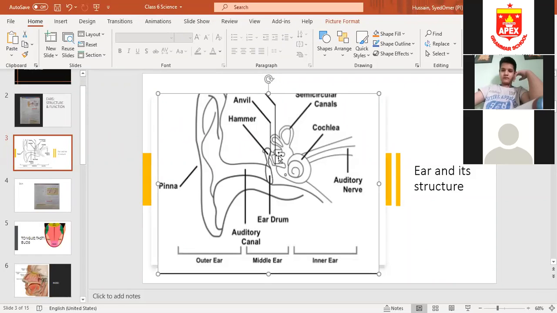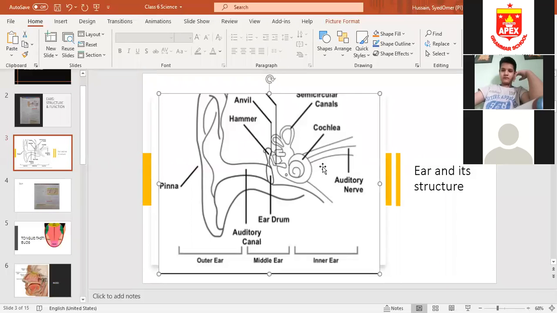These vibrations, which are now amplified, are passed on towards the cochlea, and the cochlea has nerve cells present over here. These nerve cells together with the auditory nerve send the signals towards the brain. Now you can see that these nerves are extending towards the brain. Auditory means hearing. So these nerve cells send signals towards the brain, and then the brain tells us what we are hearing.